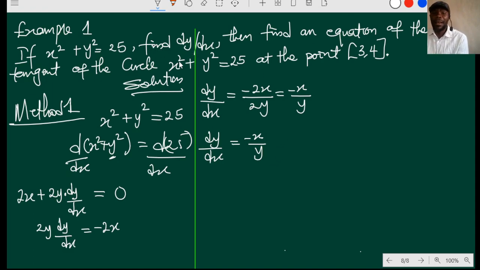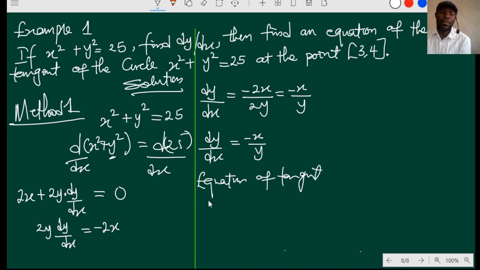able to have gotten the value of the first derivative, which is dy/dx. It now said to find the equations of the tangent. Remember, the equation of the tangent also refers to when two lines are parallel. You now have m1 is equal to m2.